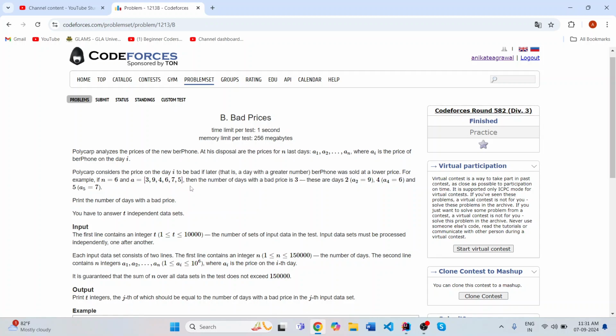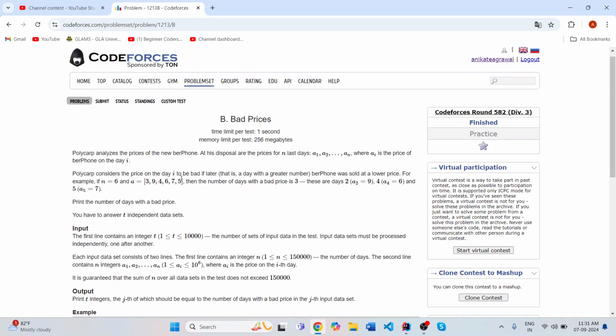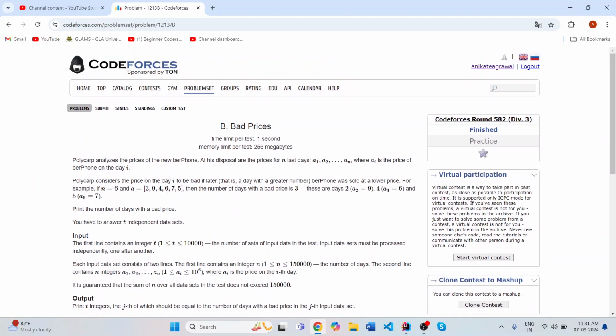This question is very similar to the question we have done previously, that is, we have to find the next smaller. If there is a next smaller, then that is considered to be a bad price. So we can simply solve this using a stack. We have previously discussed that whenever we have to find a next smaller, next greater, previous smaller, or previous greater, we can solve that using a stack. So we have to find the next smaller.